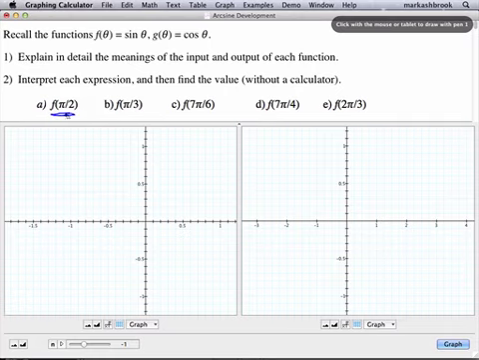Who can give a nice interpretation of that? That's not a very short phrase to interpret well. So anyone want to give it a shot? What is f of pi over 2? What does it mean?